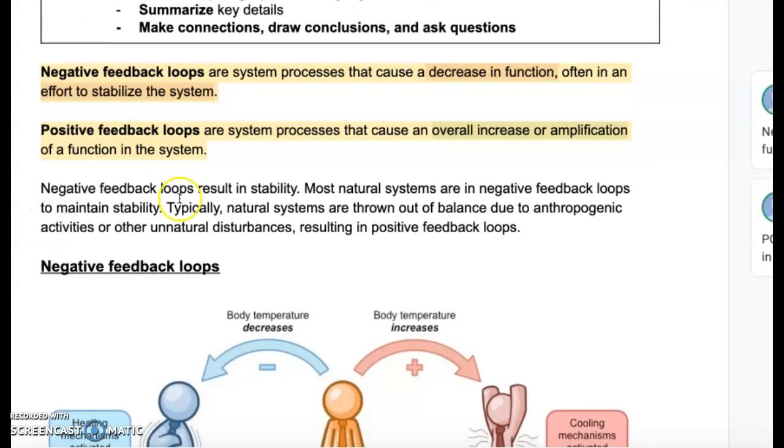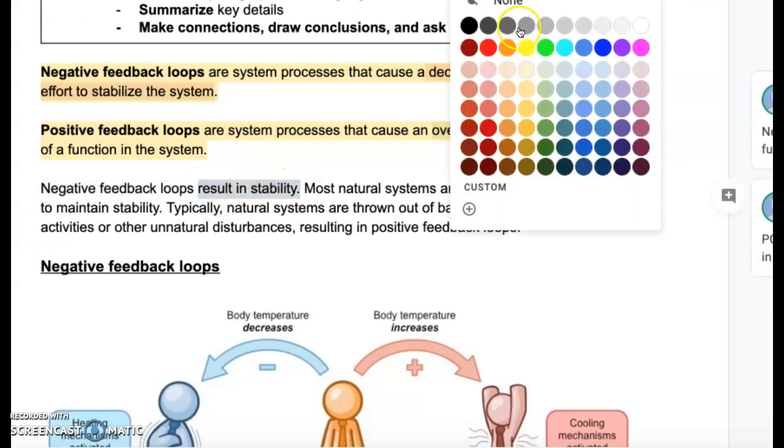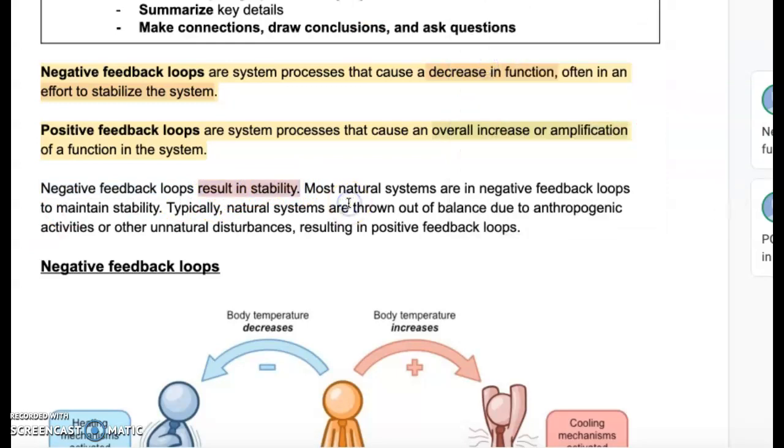Negative feedback loops result in stability. There we go. That seems super important. I'm gonna go ahead and highlight that again. Most natural systems are in negative feedback loops to maintain stability. All right. I'm just gonna highlight that whole sentence.